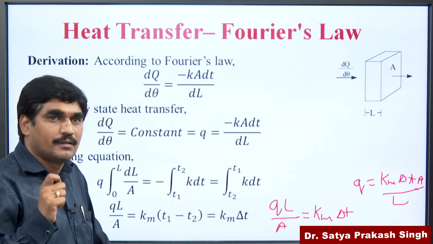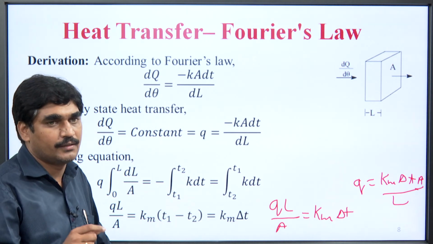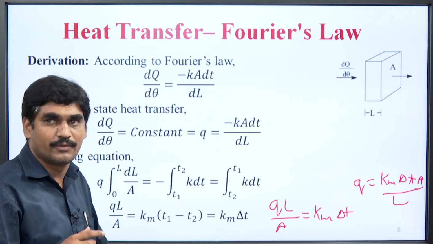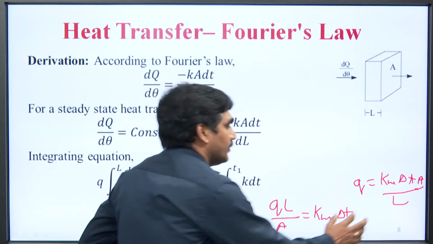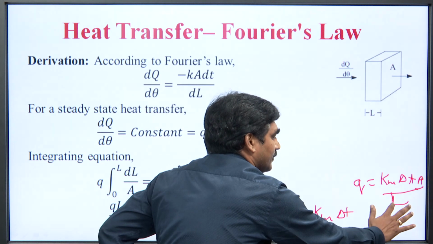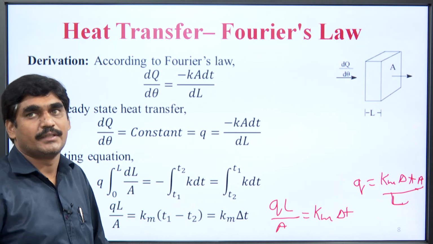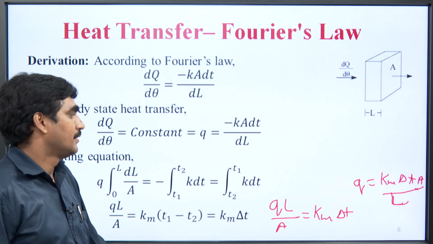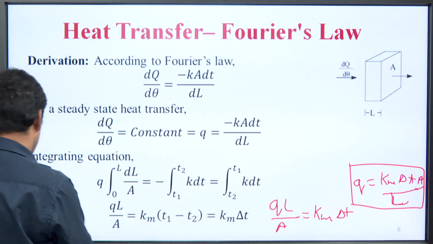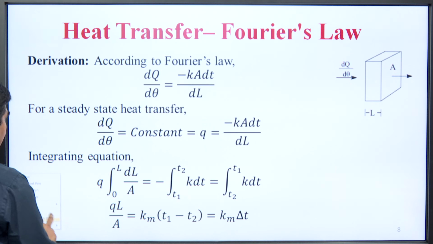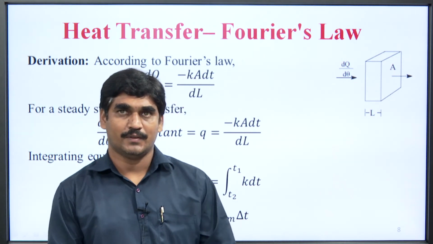That means, according to Fourier's law, rate of heat flow is directly proportional to the area perpendicular to the direction of heat flow, directly proportional to the temperature drop, and inversely proportional to the thickness, or the path through which the heat flow takes place. Hence, this equation is proved. So, in this way we can derive the equation of Fourier's law of heat transfer.